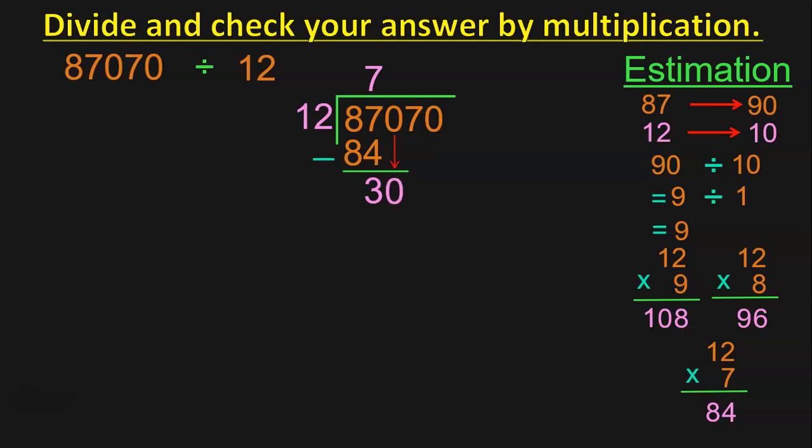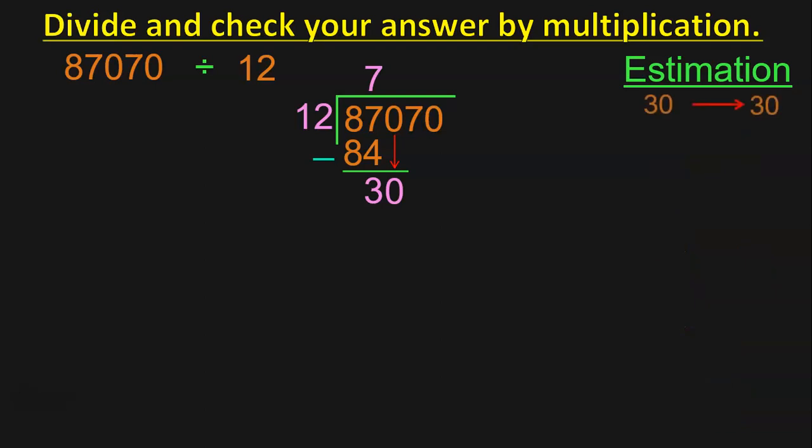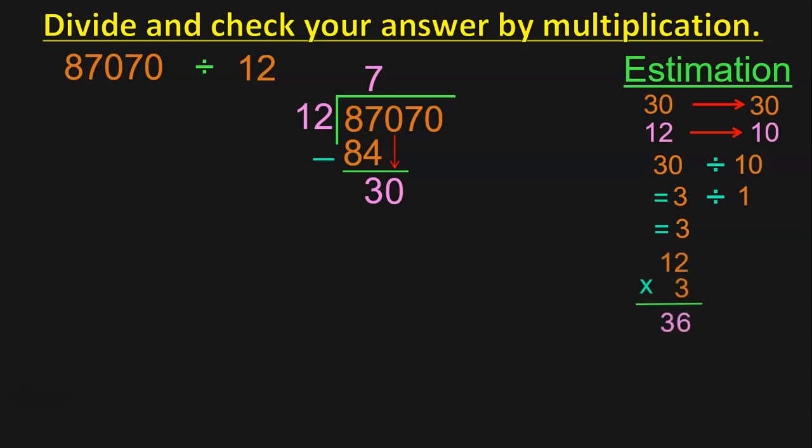So 30 divided by 12 we'll have to do. So 30 is a base number. Rounding of 12 to the nearest base is 10. So 30 divided by 10 will give you 3 divided by 1, which is 3. 12 into 3 is 36, which is bigger than 30. So we'll go with 12 into 2, which is 24. So take the quotient to be 2 and 12 twos are 24. You get the balance to be 6.